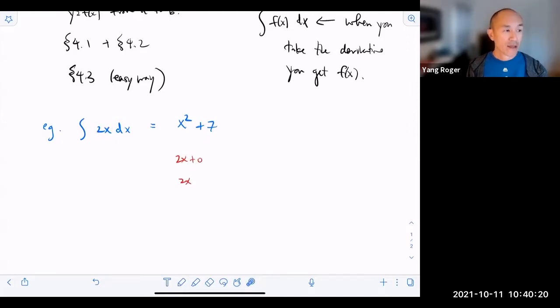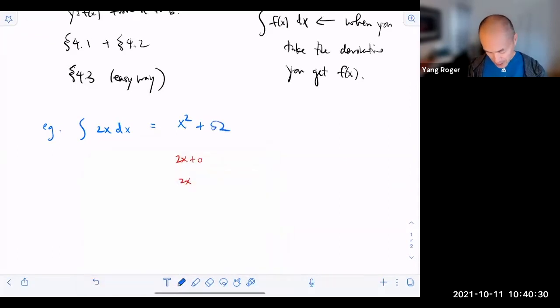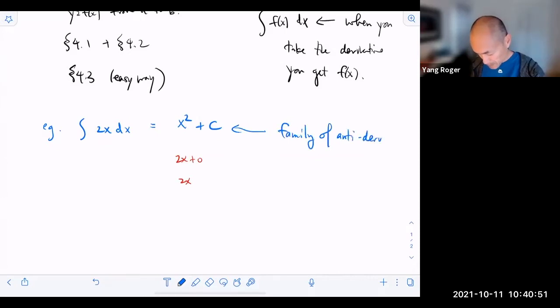All right. So you'll notice that it doesn't matter whether I put a 7 there or I put 52 there. The derivative of any constant is always going to give me 0. So what we do is we don't put a specific number, we put plus c. Okay. So this is a family of antiderivatives.